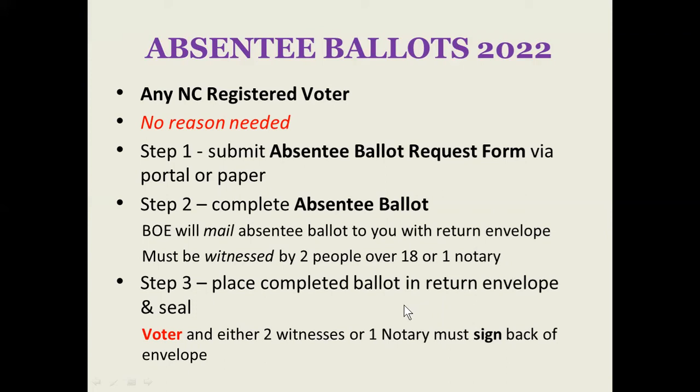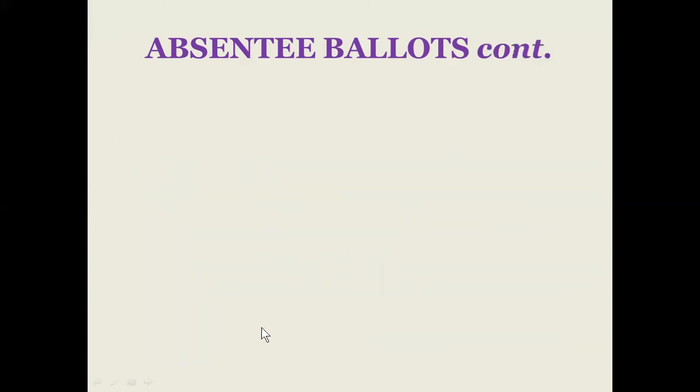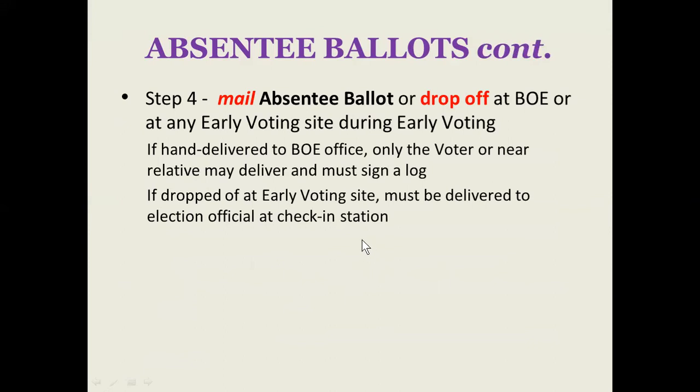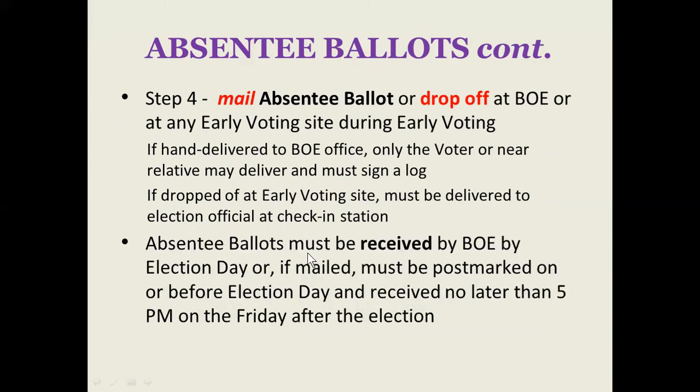Step 3, place your completed ballot in the return envelope, again, that came with your ballot, and seal the envelope. Then the voter and either two witnesses or the notary must sign the back of the envelope. Step 4, mail the absentee ballot, or you can drop it off at the Board of Elections, and you can also drop it off at any early voting site during early voting.